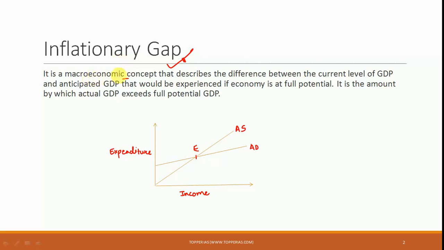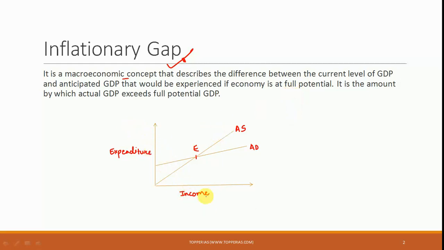Now, as I mentioned, it is a macroeconomic concept that describes the difference between the current level of GDP and the anticipated GDP that would be experienced if the economy is at full potential. It is the amount by which actual GDP exceeds the full potential GDP. Now, to understand this, a diagram is vital.